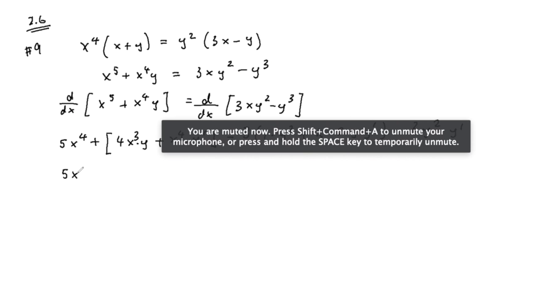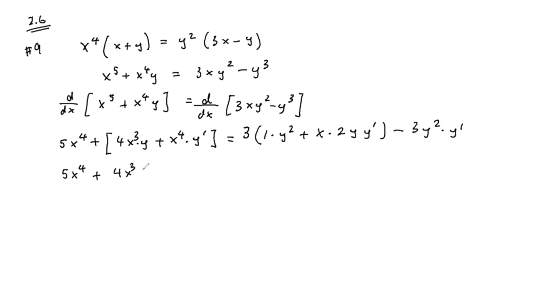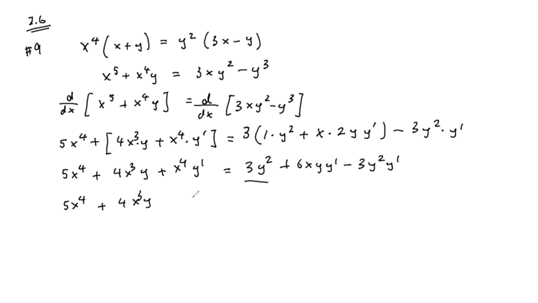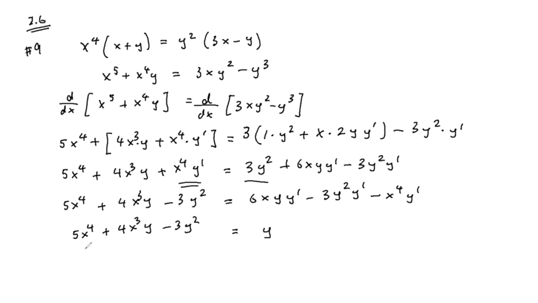So now this will give me 5x to the fourth plus 4x to the third y plus x to the fourth y prime equal to 3y squared plus 6xy y prime minus 3y squared y prime. So this will become 5x to the fourth plus 4x to the third y, and moving this to the other side, minus 3y squared, and moving this to the right hand side, which is 6xy y prime minus 3y squared y prime minus x to the fourth y prime. So now my final answer will become, factoring out y prime and dividing by the rest, 6xy minus 3y squared minus x to the fourth. I think this is the best I can do on simplifying.